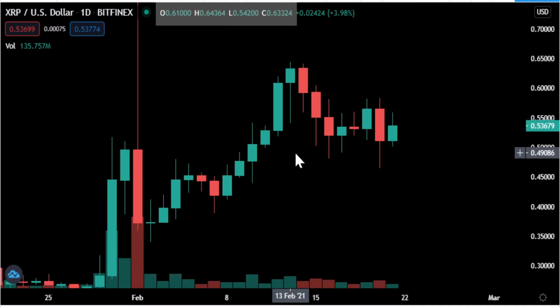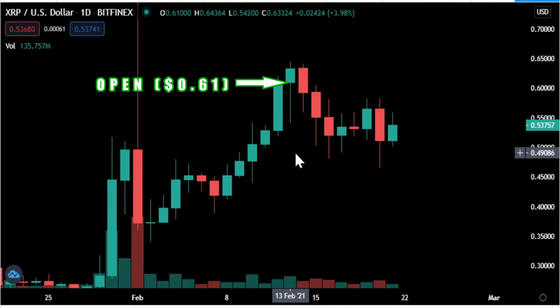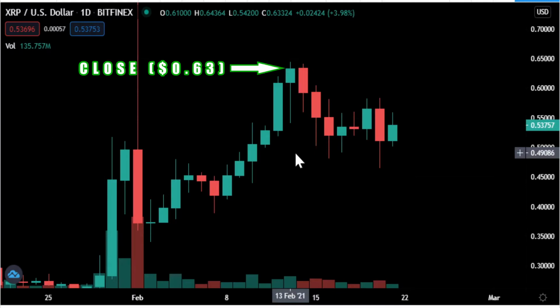The only data point not presented here is the range of this candle. But that's not a problem. We now have the knowledge to figure this out. The high of the day was 64 cents and the low was 54 cents. The difference in price here is 10 cents. XRP opened at 61 cents and closed at 63 cents on February 13th.